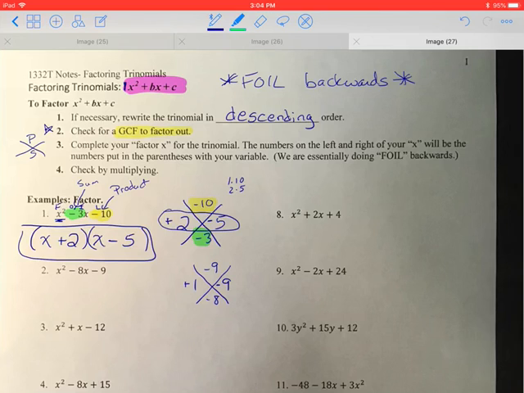So remember that these numbers here are going to go straight into my parentheses. So I'm going to set up my two sets of parentheses. Remember, here's my f from my FOIL, so that has to be x and x.